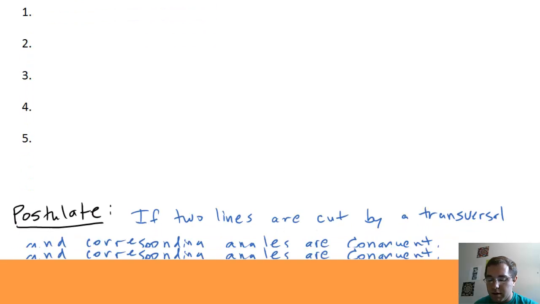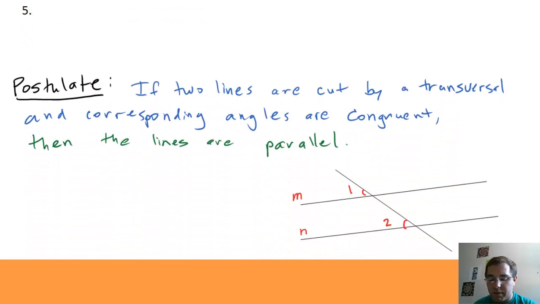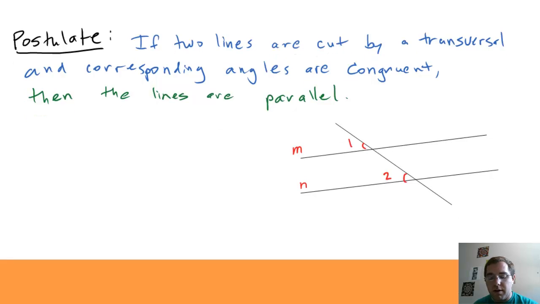The first way comes from this postulate, which should look somewhat familiar. If two lines are cut by a transversal and corresponding angles are congruent, then the lines are parallel. Why that should look familiar is it's the reverse of the postulate we just looked at, the postulate from the last video, which said if two lines are parallel and cut by a transversal, then the corresponding angles are congruent. This time we have two lines cut by a transversal. We know corresponding angles are congruent, so we know those lines must be parallel.